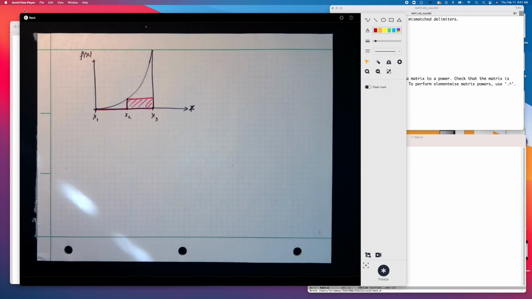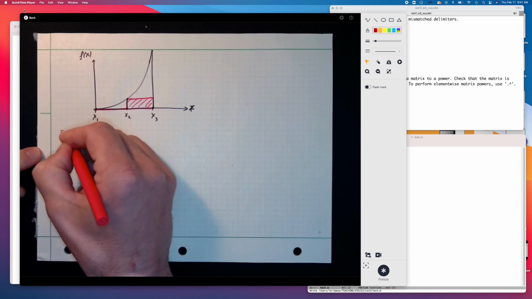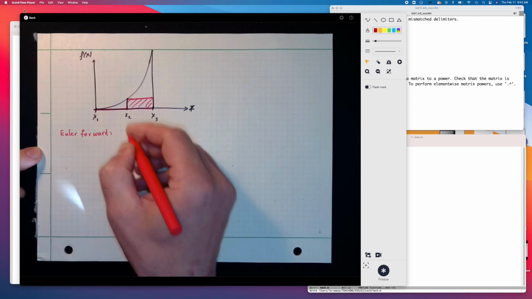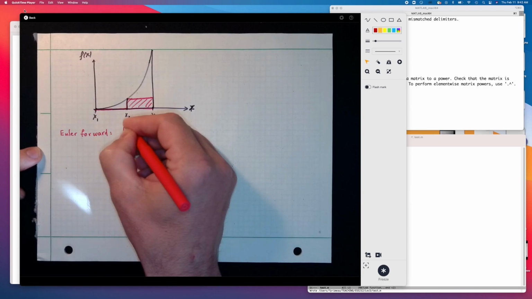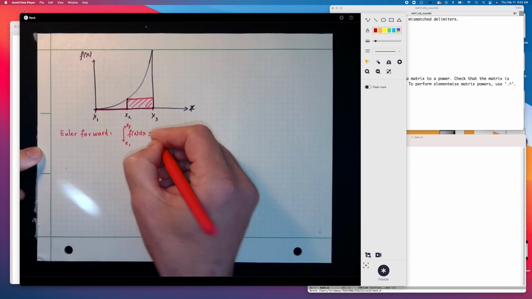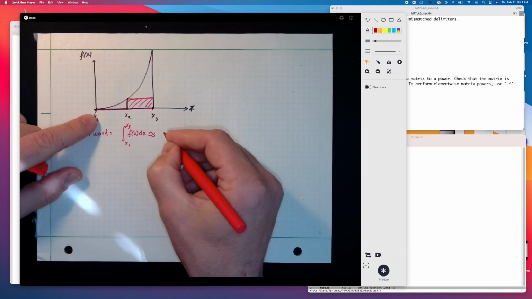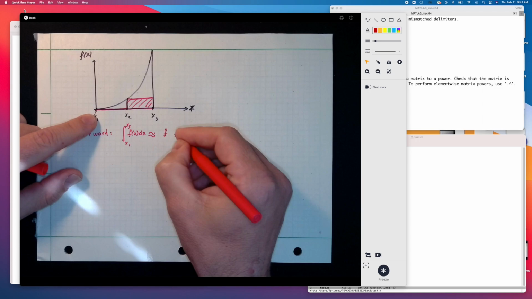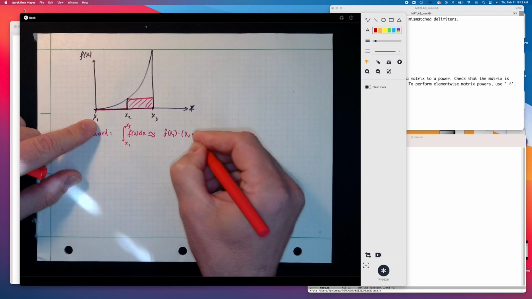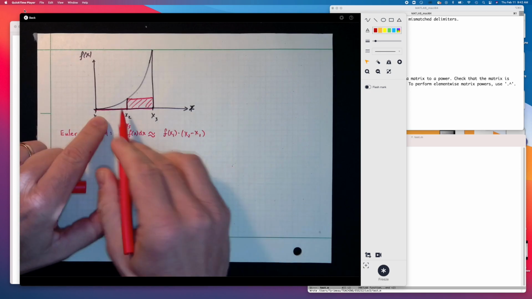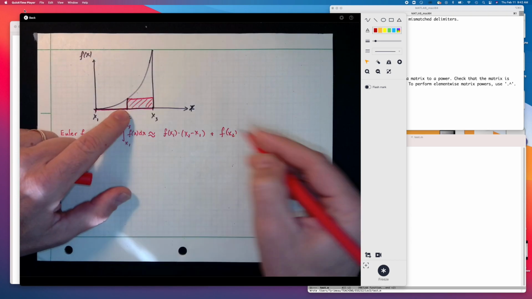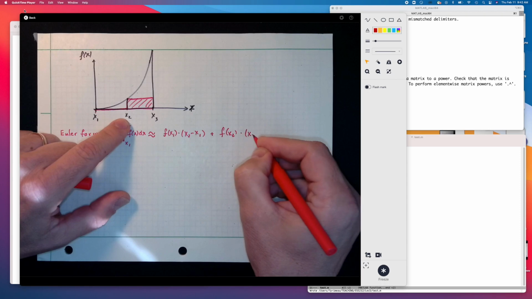So the Euler forward is going to approximate the integral from x1 to x3 of f of x dx as the area of these two rectangles. So it'll be f, the height, f at x1, times the width, which is x2 minus x1. That's the area for the first panel, plus f at x2, the height of this rectangle, times its width, x3 minus x2.